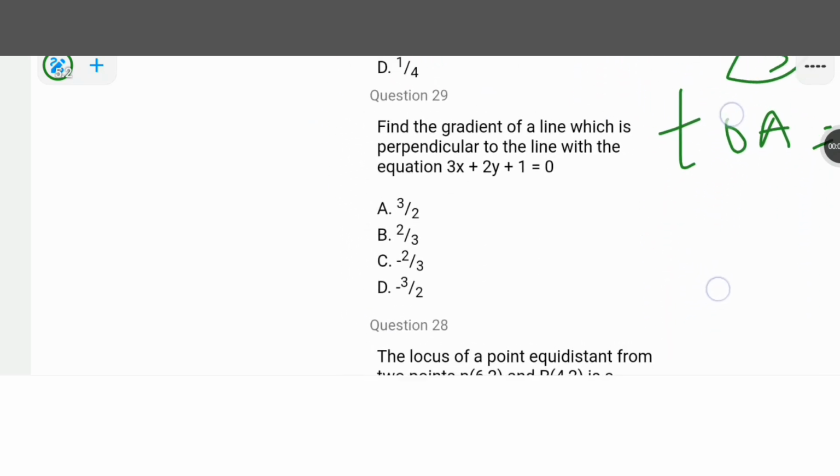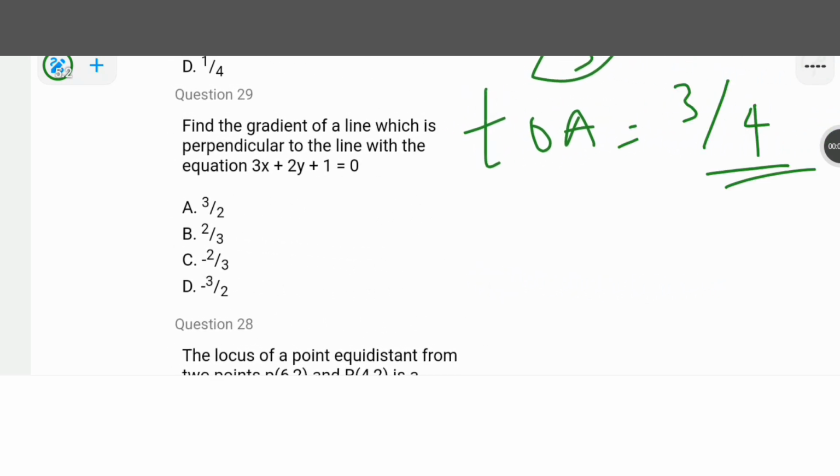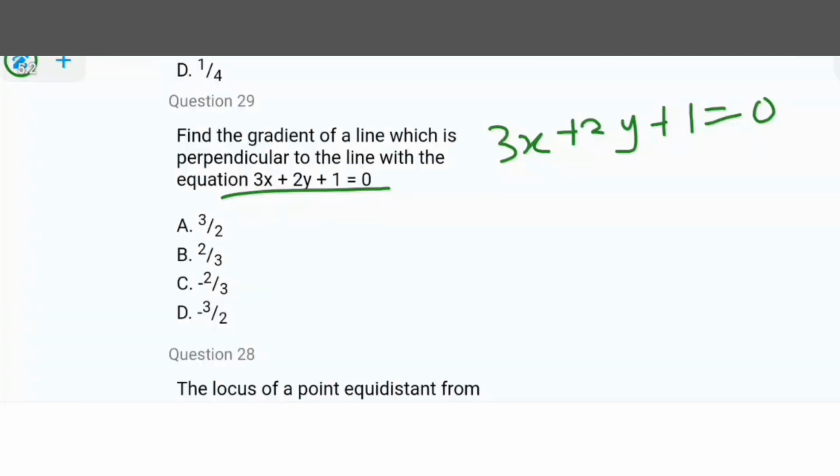So for number 29, you have to find the gradient of a line which is perpendicular to the line with this equation. So this is how you're going to solve it. So to solve this question, you have to find the gradient of a second line. So the first thing is the line that you are given, or the equation you are given. So try to make y the subject of the formula. So if you do this, you're going to get 2y is equal to minus 1 minus 3x.